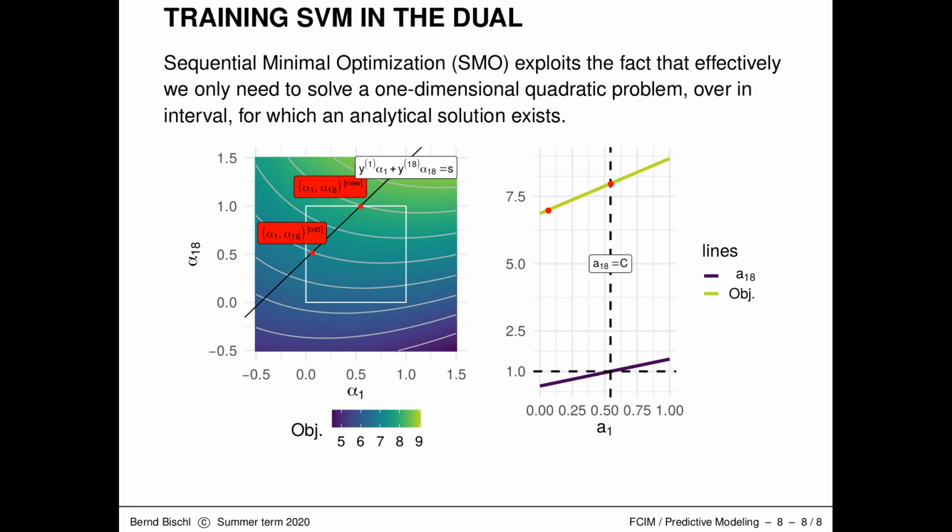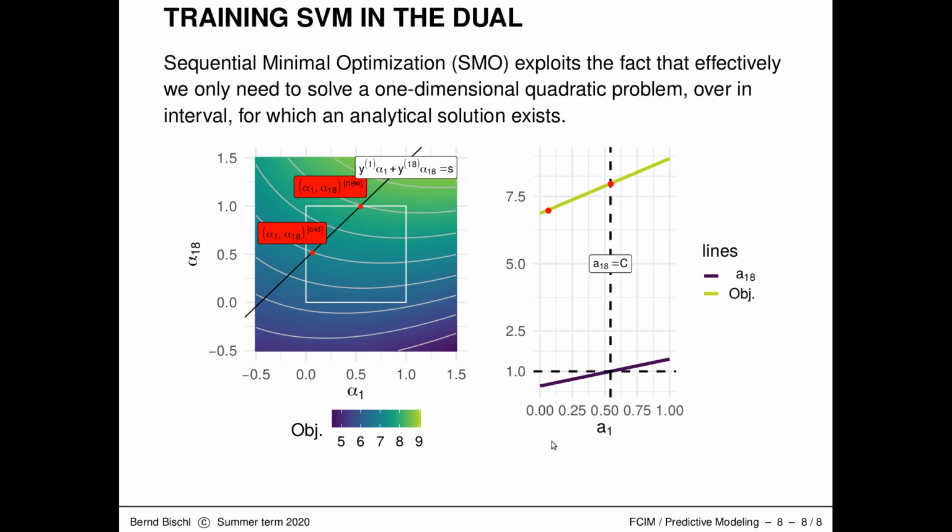And if we do that, potentially with an extra heuristic to cleverly pick the pairs, then we really have SMO, and SMO is still one of the most efficient implementations for support vector machines at the moment.